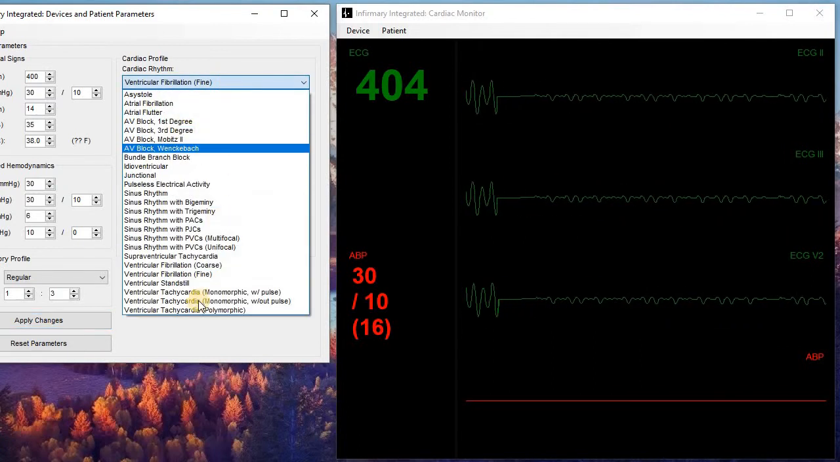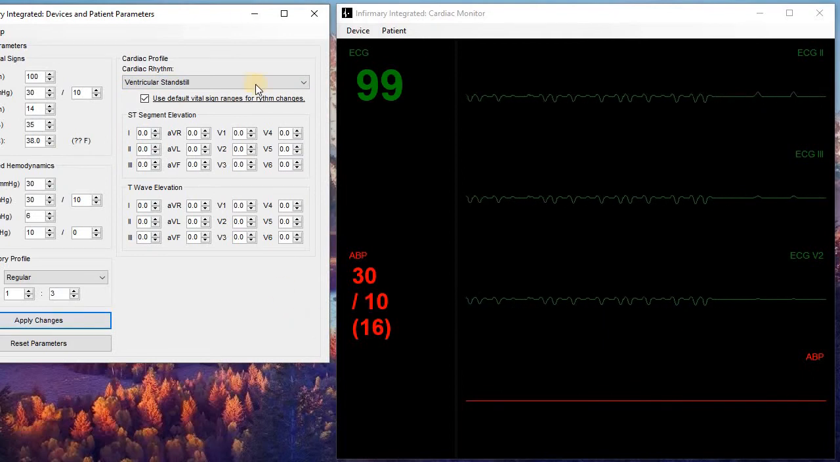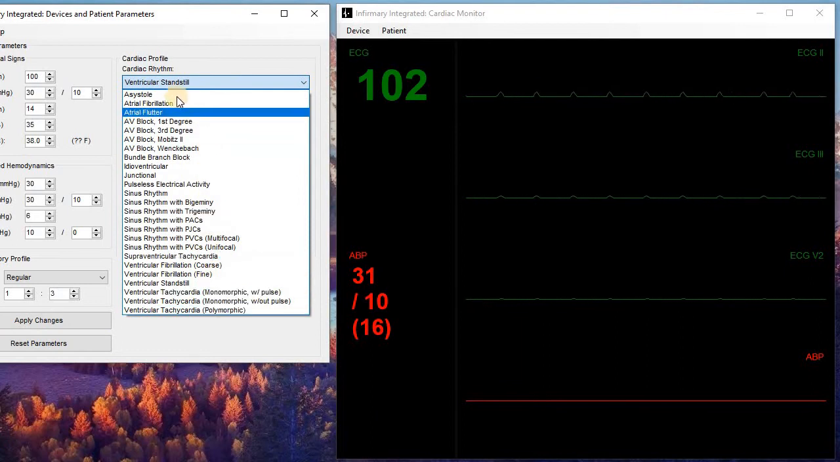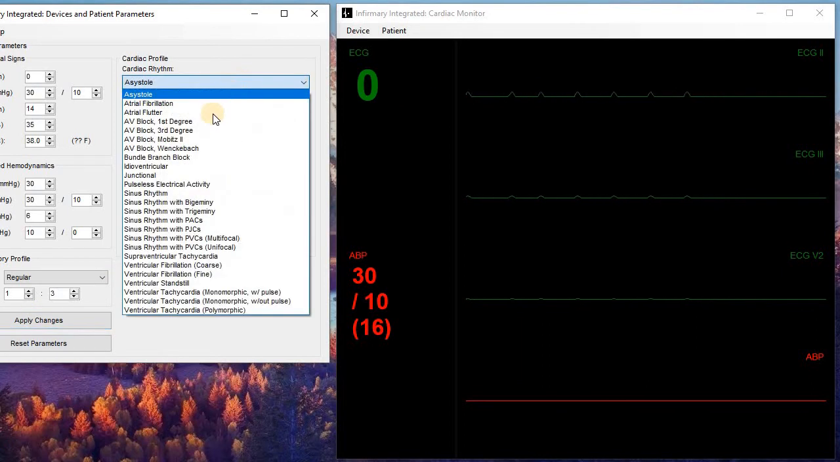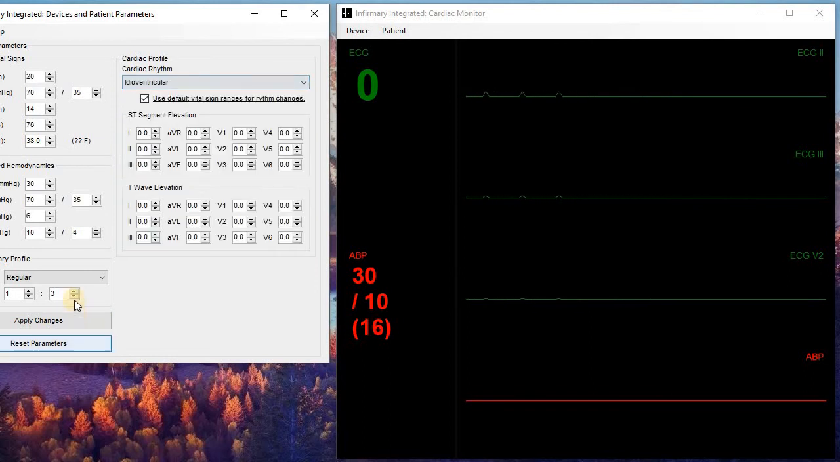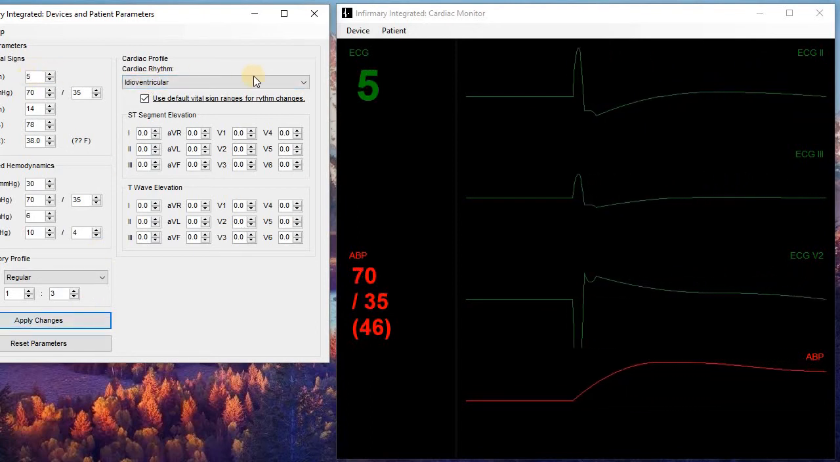and possibly ventricular standstill would be next for our patient, or downright asystole. You could also model escape beats, such as an idioventricular beat 5 times a minute.